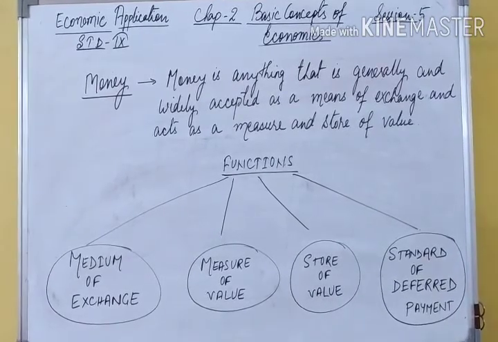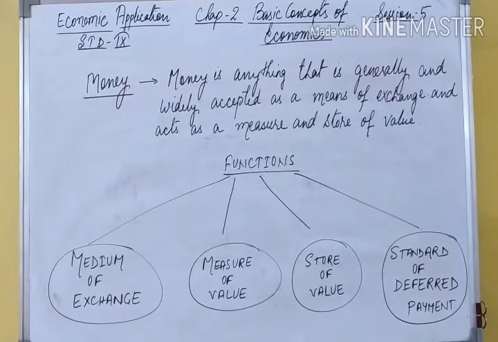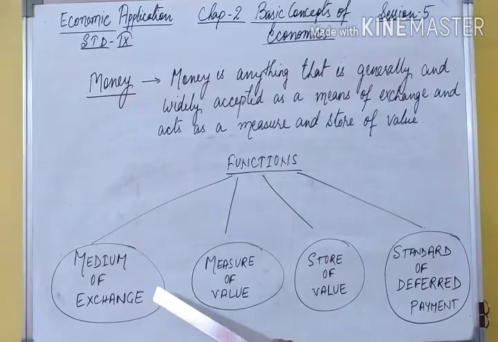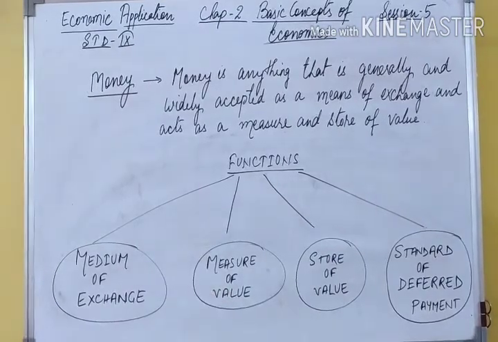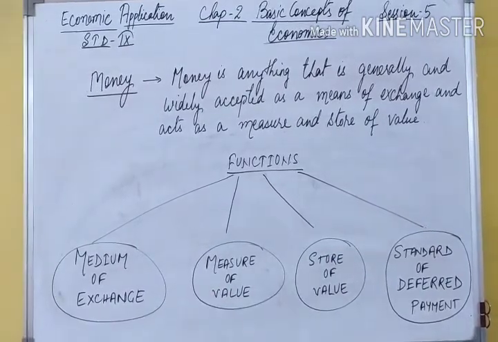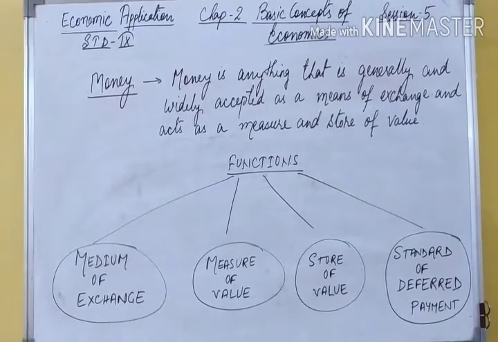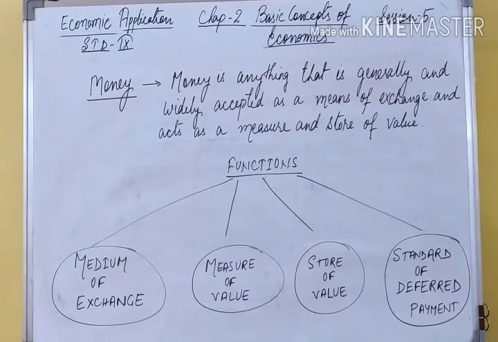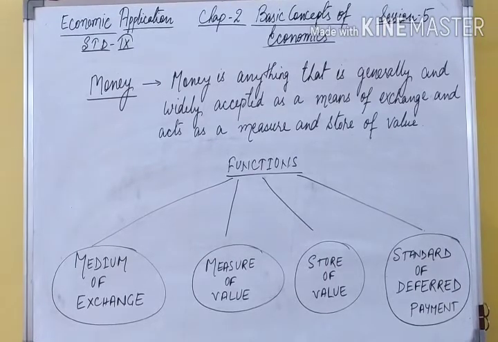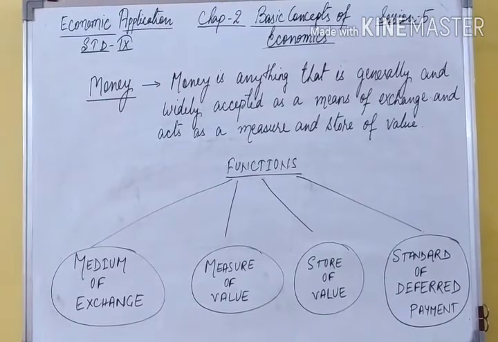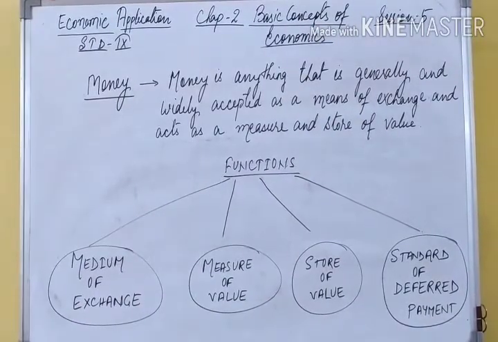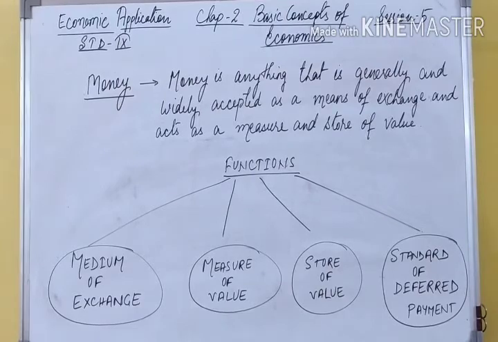Next, we move on to the functions of money. As you can see, the first function is medium of exchange. I have already explained that whenever we are purchasing something or selling something, in between there is a medium, which is money. Either it is in the form of currency notes or in the form of metallic coins.